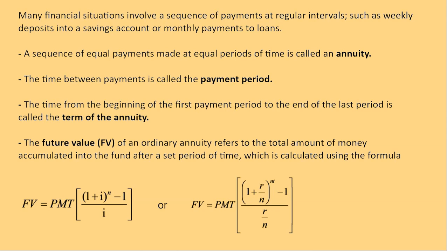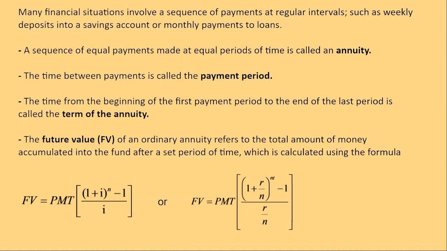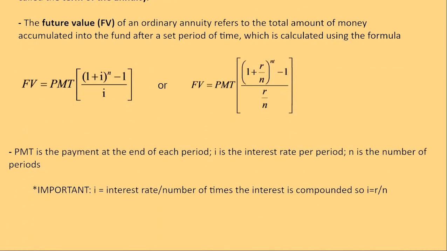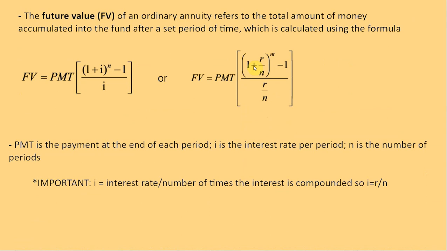The time from the beginning of the first payment period to the end of the last period is called the term of the annuity. The future value of an ordinary annuity refers to the total amount of money accumulated into the fund after a set period of time, and that can be calculated by using this formula. So these two formulas are the same formula. The variables are just a little different.